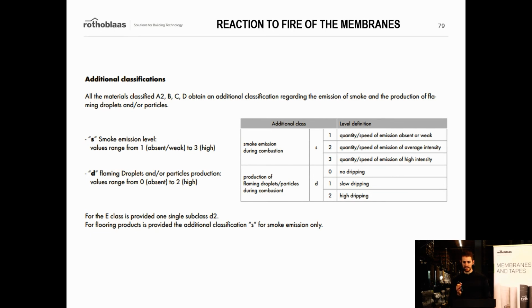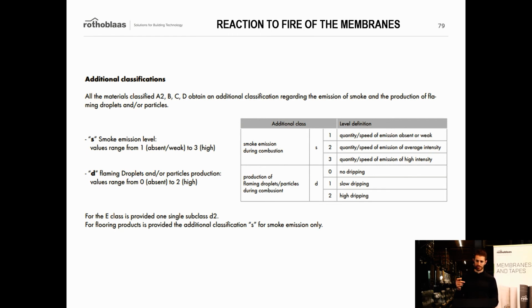What about the S? S stands for smoke emission level, and it's divided into 3 classes. Class 1, so S1, stands for the speed of emission of smoke, which is very weak. And class number 3 is a very high emission of smoke, for example.